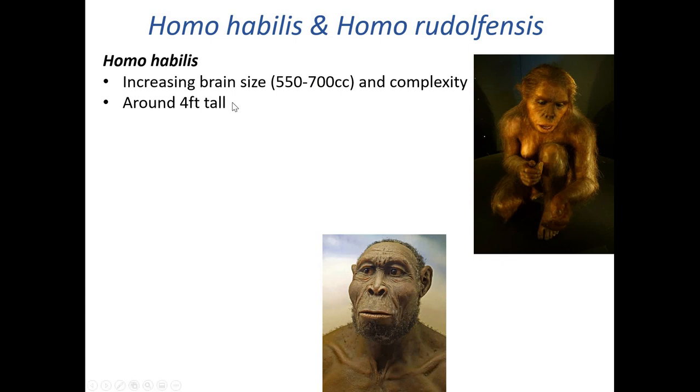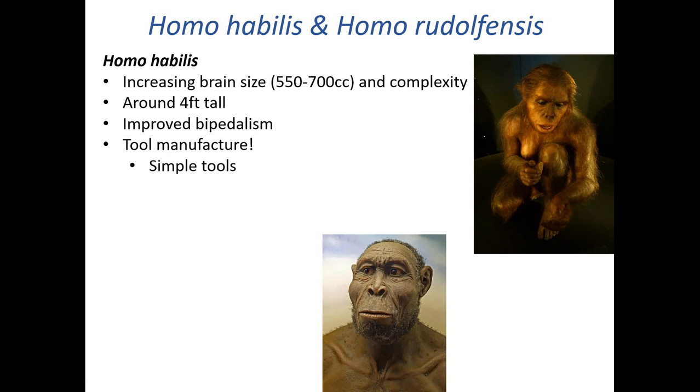Homo habilis is now around 4 feet tall, so a little taller than Lucy was. There's evidence of improved bipedalism. This species was actually better than the Australopiths at walking on 2 legs. They're probably more efficient at it. And in this species, we start to see evidence of tool manufacturing and usage. They started making simple tools to aid in their scavenging lifestyle.